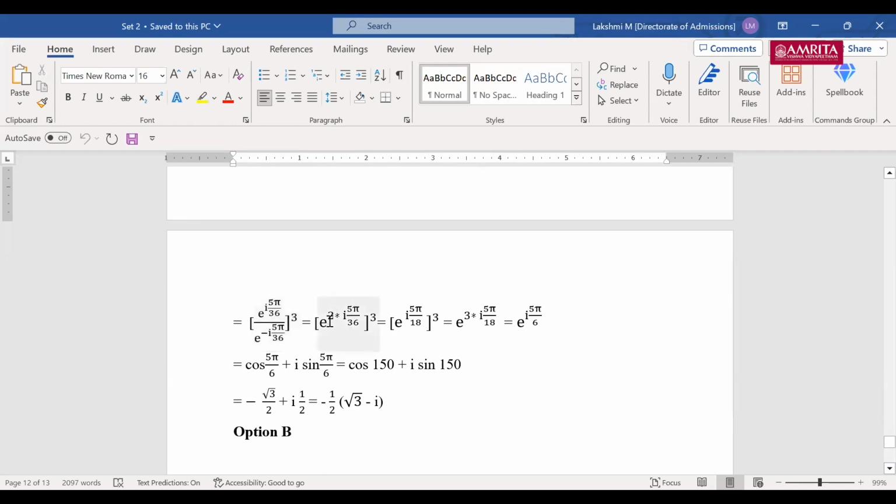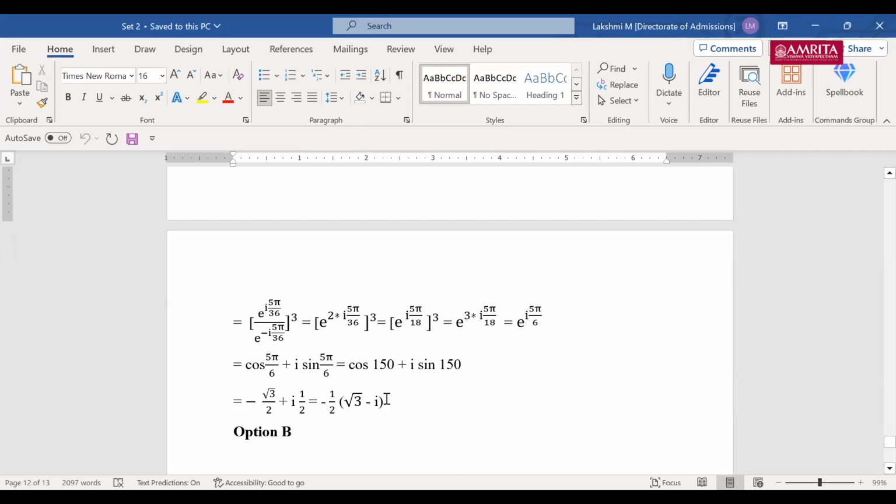So this is something like, you need to solve this, right? This is 2 times of (i 5 pi by 36) whole cube. So this 36 will get cancelled and it will be 3 into i 5 pi by 18, which is equal to e raised to i 5 pi by 6. So you got a form, you could solve it.